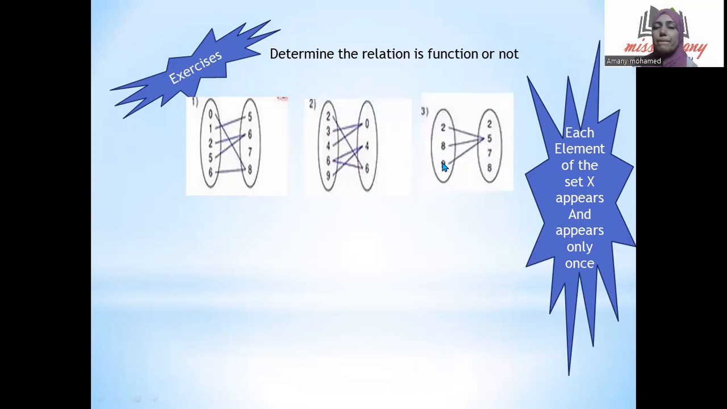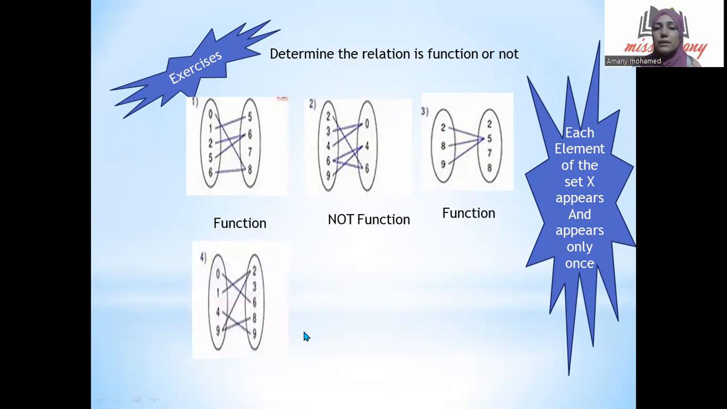Here, who can tell me function or not? Yes, amazing. It's a function because each element only appears one time. So the first one is a function, the second one is not a function, the third one is also a function. Here, who can tell me function or not? Yes, not a function. And here not a function because number 9 has two images. But here not a function because number 3 hasn't an image.